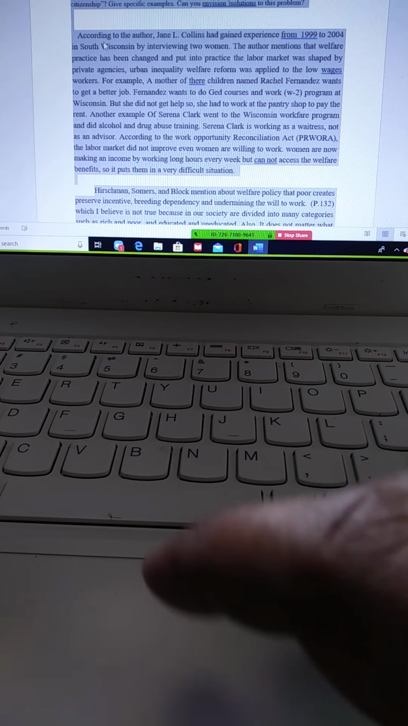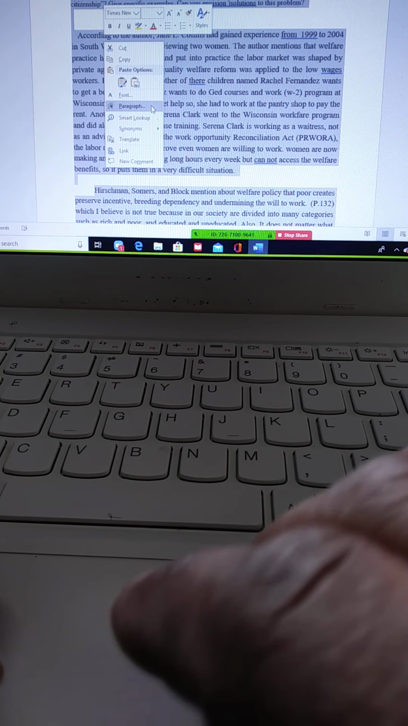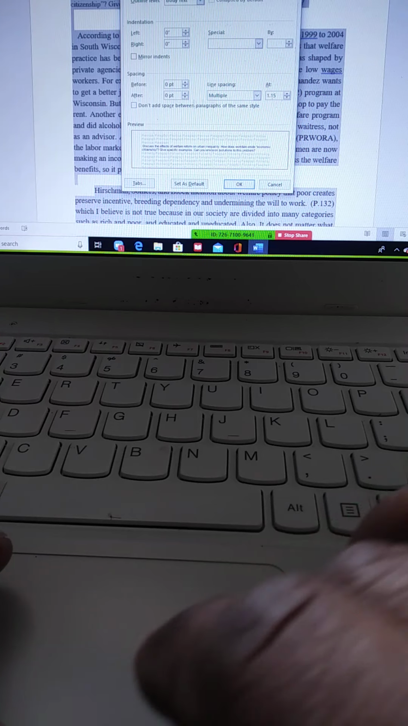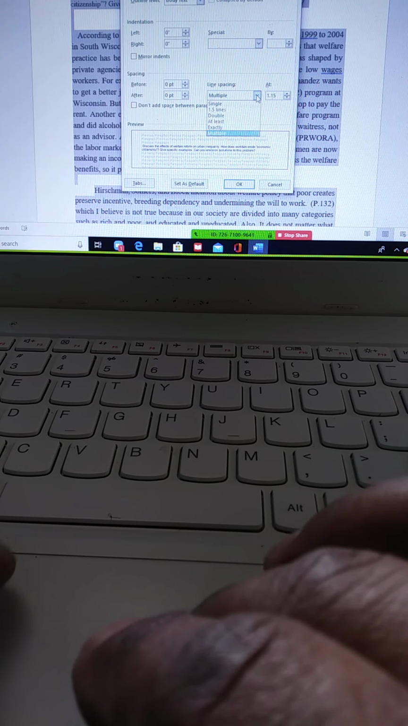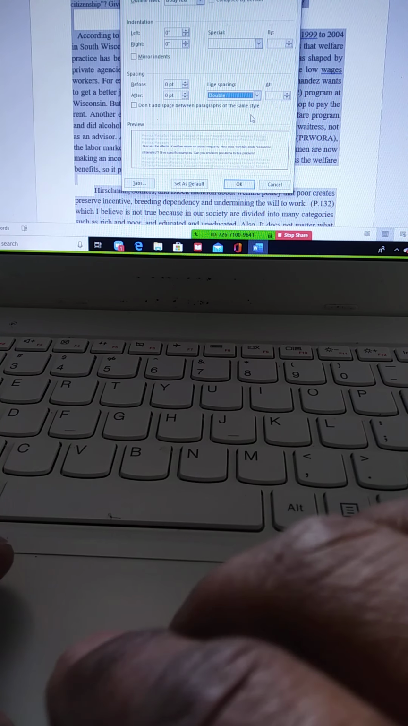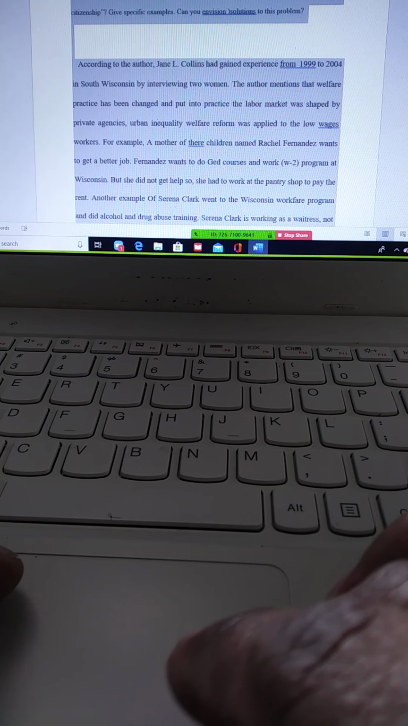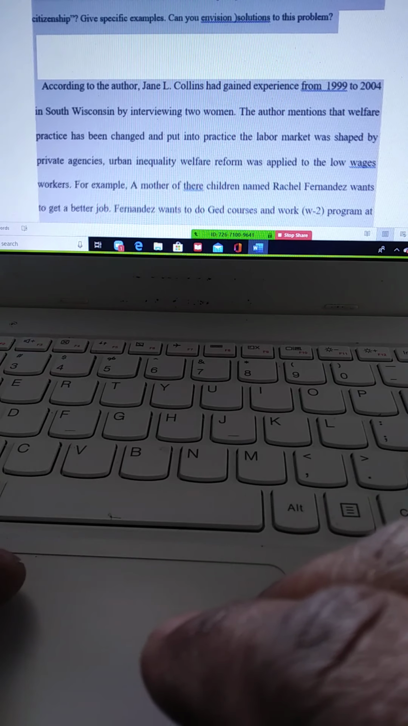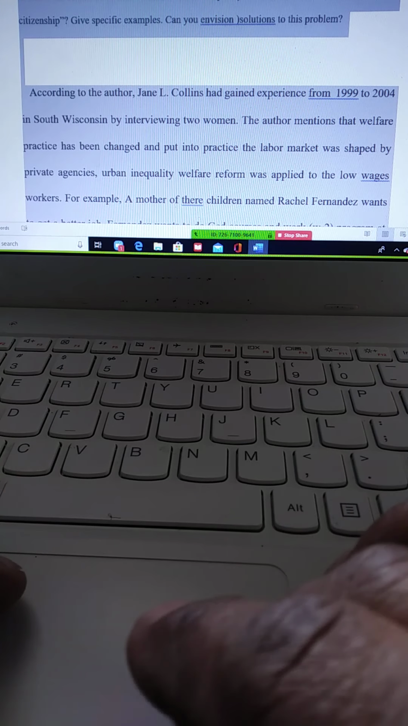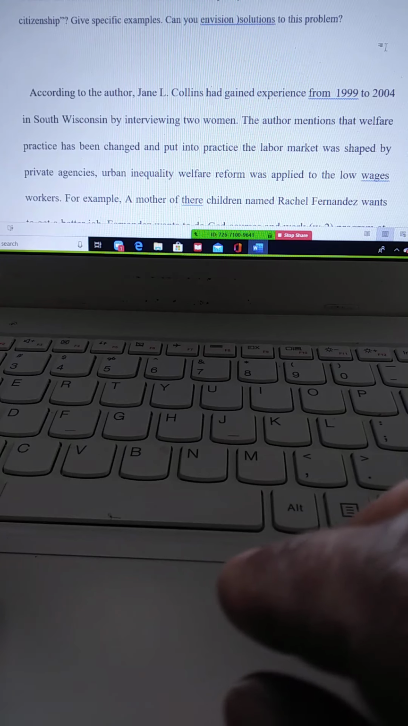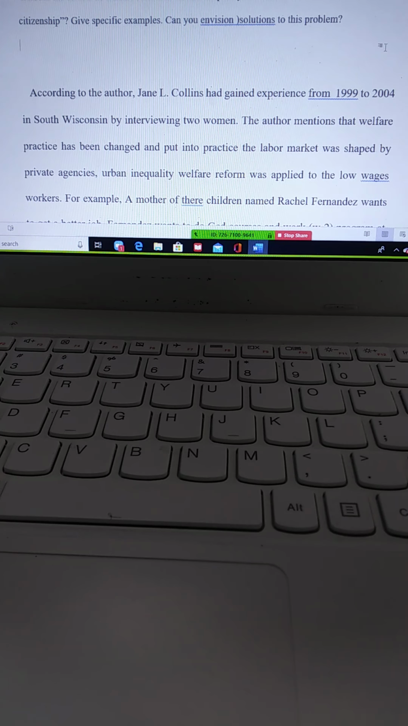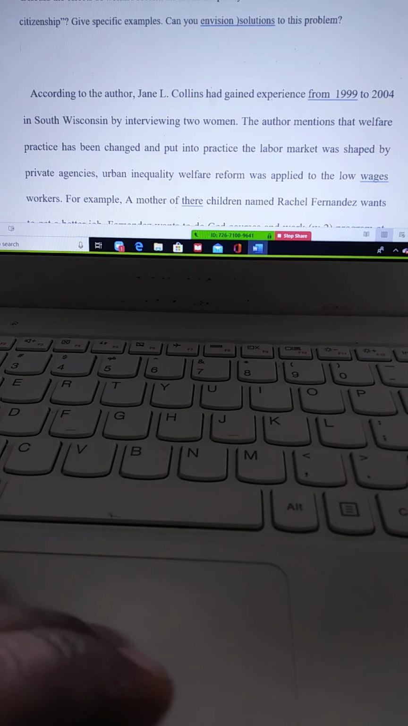Let's see if I can. Okay, good. So paragraph, and then right. I'm going to double space so it'll be easier to read and we don't miss any lines. Okay, good. So that's double spaced, and then I'm just going to enlarge it a little. Okay, let's get started. So, discuss the effects of welfare reform on urban inequality. How does workfare erode economic citizenship? Give specific examples. Can you envision solutions to this problem?